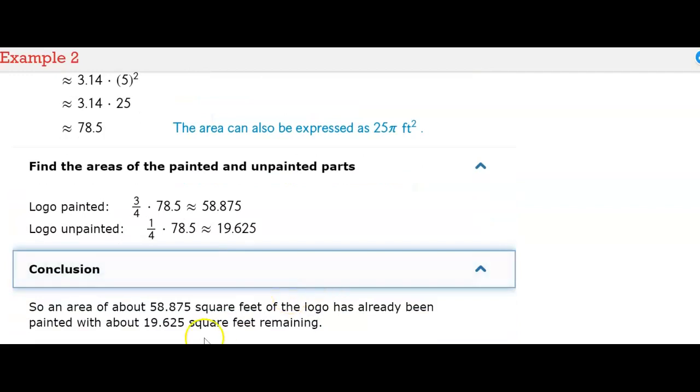Conclusion. The area of about 58.875 square feet of the logo has already been painted, with about 19.625 square feet remaining. So it's multiple steps, but follow them and you'll get the right answer.